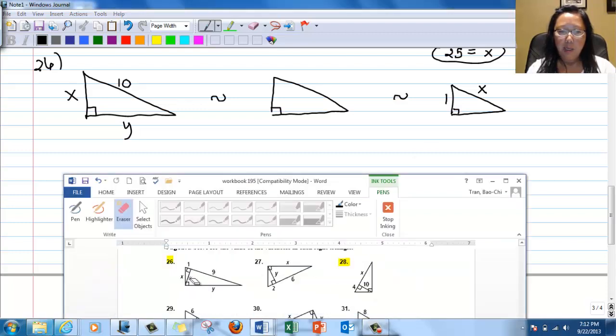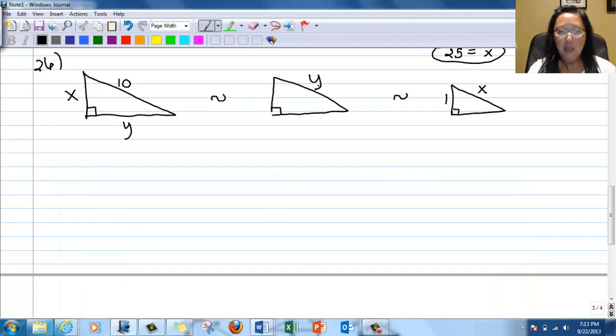Okay, and let's go look at the medium triangle. Medium, the hypotenuse is the right angle here. So the hypotenuse is Y. Don't get confused with this right angle. This right angle belongs to the large one, okay? So here's the right angle. So Y is the hypotenuse. Y goes right there.